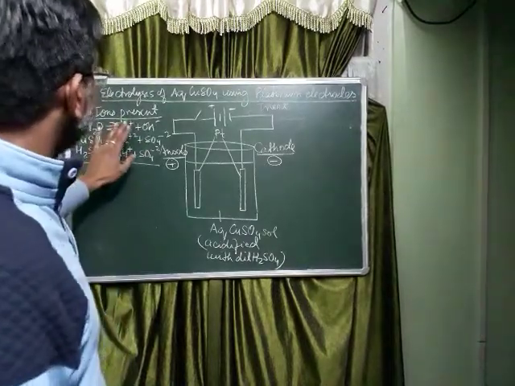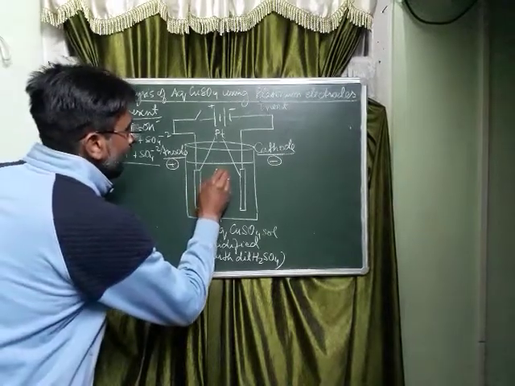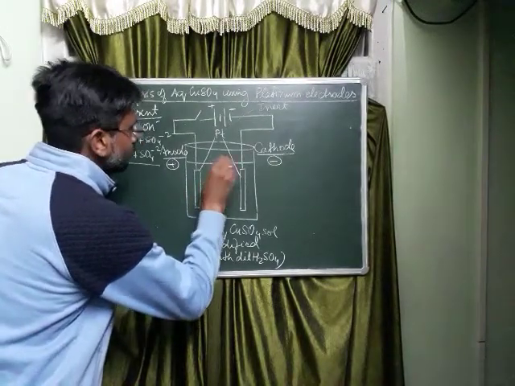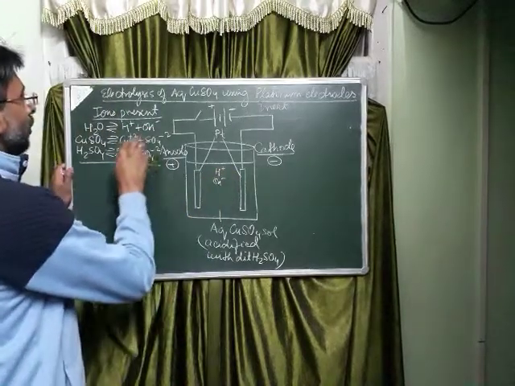Now I am going to write these ions one each in this diagram. So the first ion I will write is H plus. Then we have OH minus. Then we have Cu plus 2.